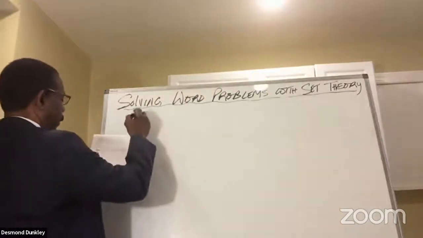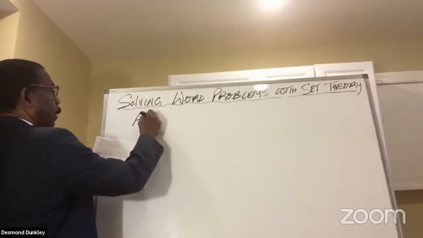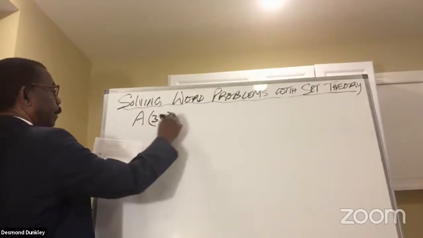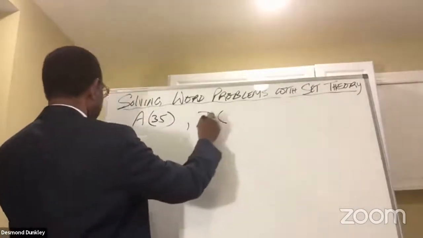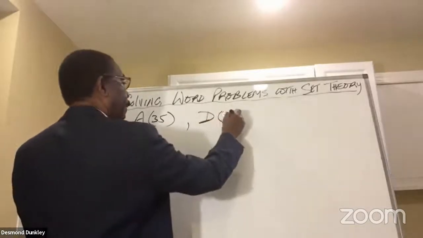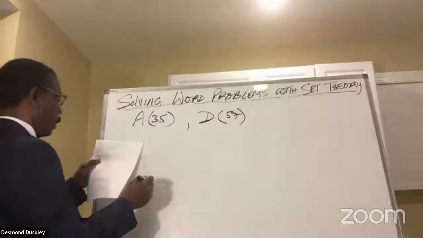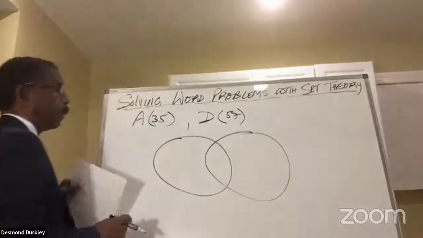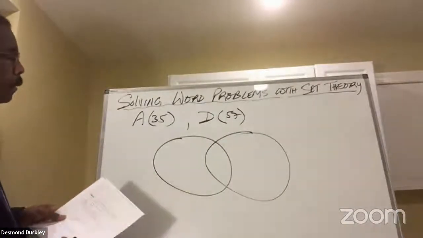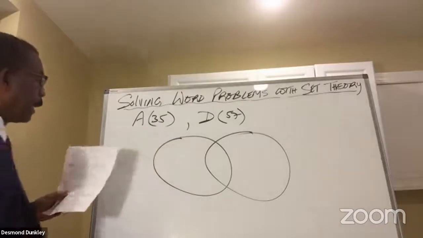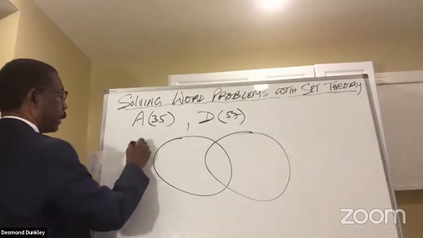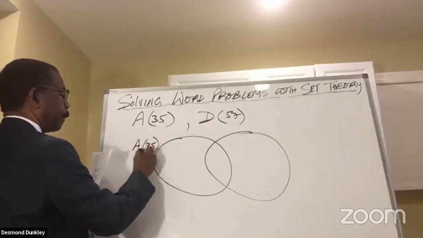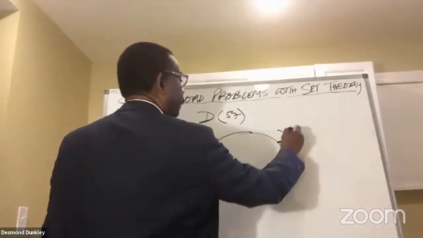So let's go. Art is 35. Dance is 57. And of course, we should have students who have both art and dance. So this is A 35, D 57.